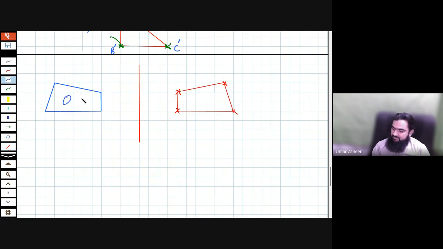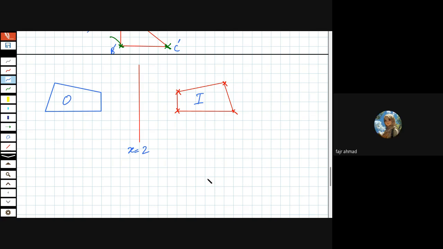This is your object. It is your image after reflection in any line, x equals, let's say, 2, or any line. Everyone, any question? No, sir. All right.